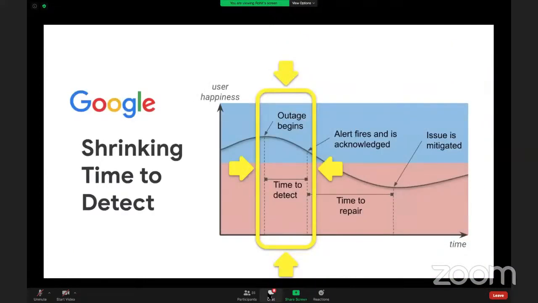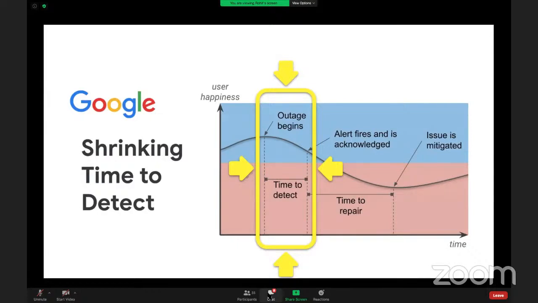Shrinking time to detect. When you're having an outage, your error budget starts burning so fast that if the issue is ignored, you will eat up all of your remaining budget. Time to detect is from the start of an outage to when a person can actually work on fixing the issue.